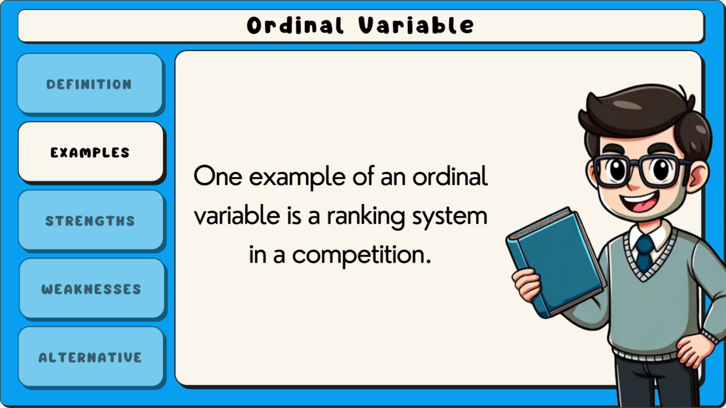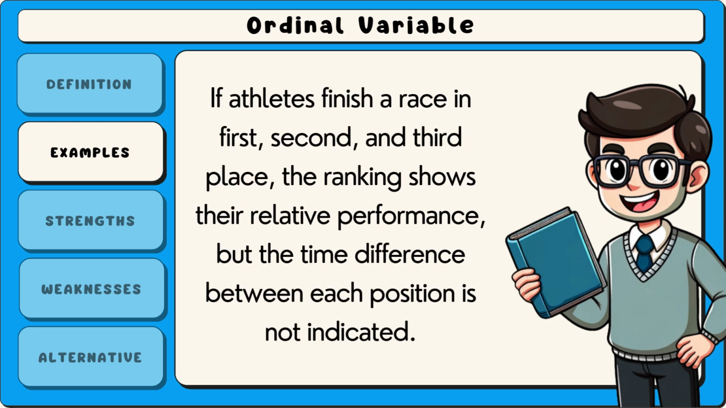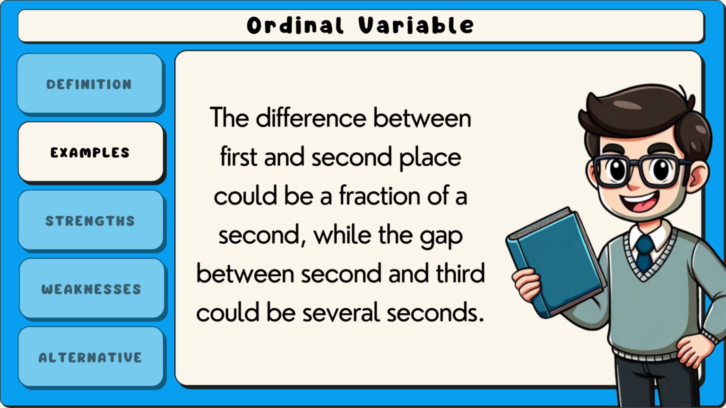One example of an ordinal variable is a ranking system in a competition. If athletes finish a race in first, second, and third place, the ranking shows their relative performance, but the time difference between each position is not indicated. The difference between first and second place could be a fraction of a second, while the gap between second and third could be several seconds.